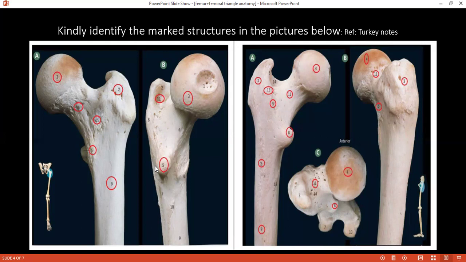I will come back to this question later. What is 11 on the right hand side in picture C, if you can tell me, please? This is the neck. No, this is not. This is the trochanteric fossa. Yes. This is the trochanteric fossa of the femur seen from the upper aspect.